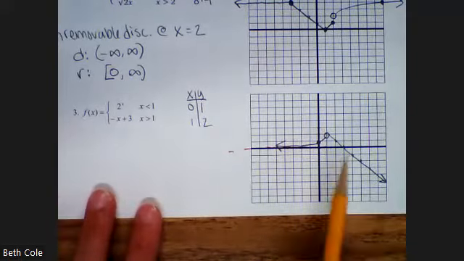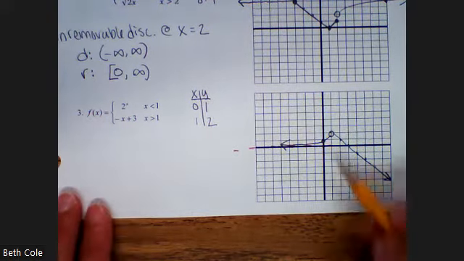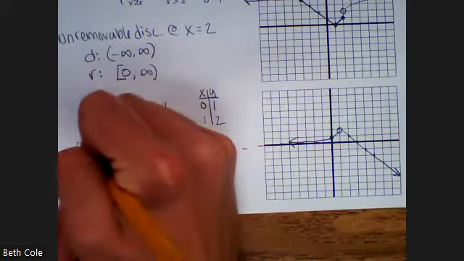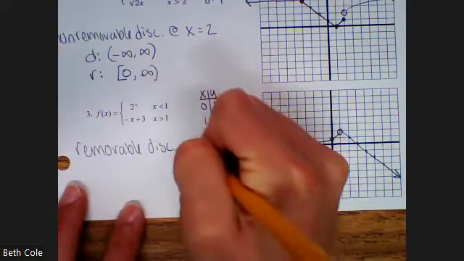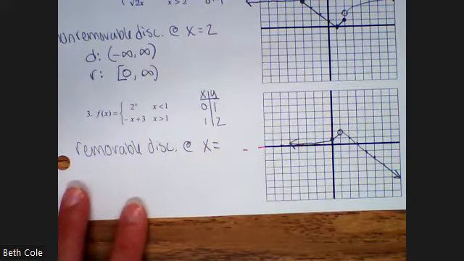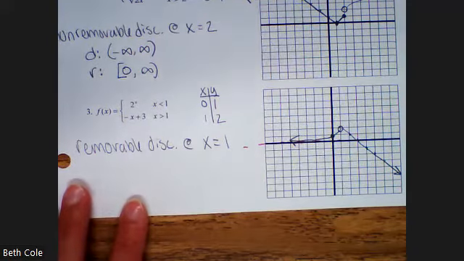Anyway, removable or non-removable? That one's removable. You could fix it if you could just fill that circle back in. So removable discontinuity at x equals 1. Good. We just took the point out. Someone just stole it. I know, right?